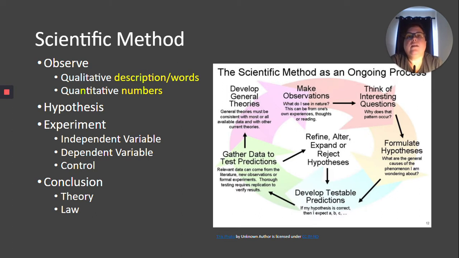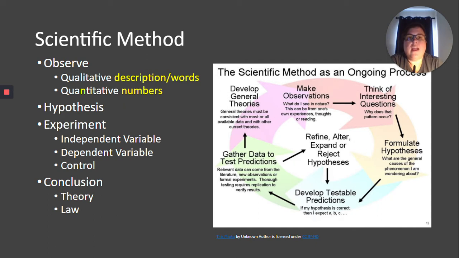Once you've collected your data, then you can come up with your conclusion. Your hypothesis is valid or it's not valid. If enough people reproduce that exact same conclusion, then the scientific community can call it a theory or a law. The difference between a theory and a law is that a theory could change if we found out new information, where a law won't ever change. The law is always going to be the same.